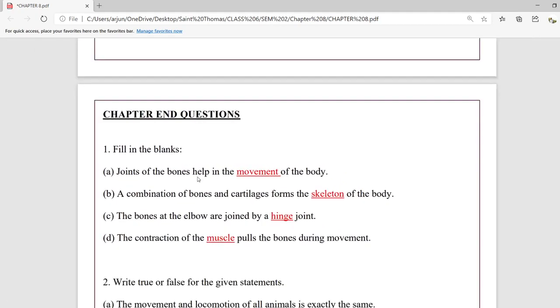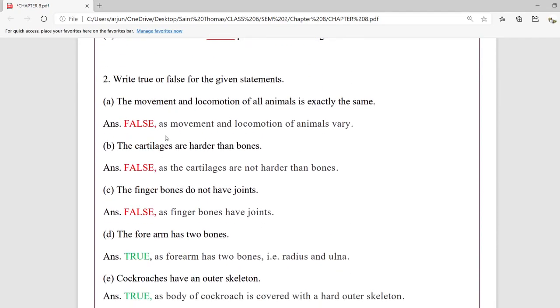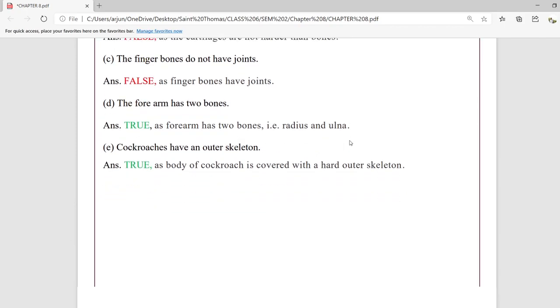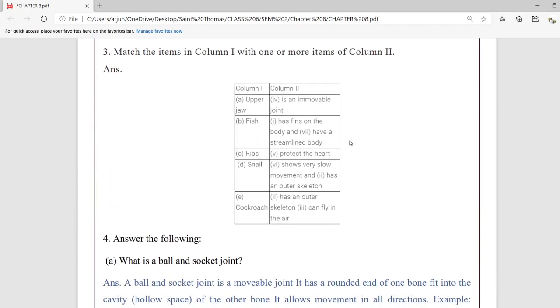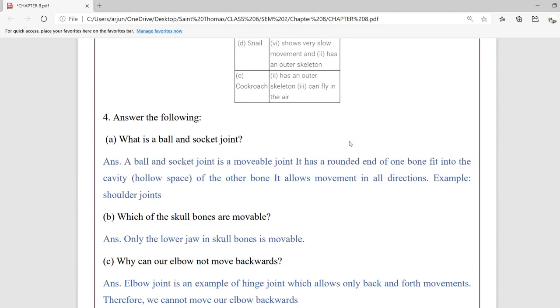Okay. So, in the chapter end questions, the same questions and answers are repeated which we have discussed. In this, the reasons are written. For example, the body and locomotion of all animals is exactly the same. We have seen this question and the answer is false. But here reasons are also written, as movement and locomotion of animals vary. So you can go through it. Now this is the same match the following we have done. What is ball and socket joint? All these questions we have seen earlier.